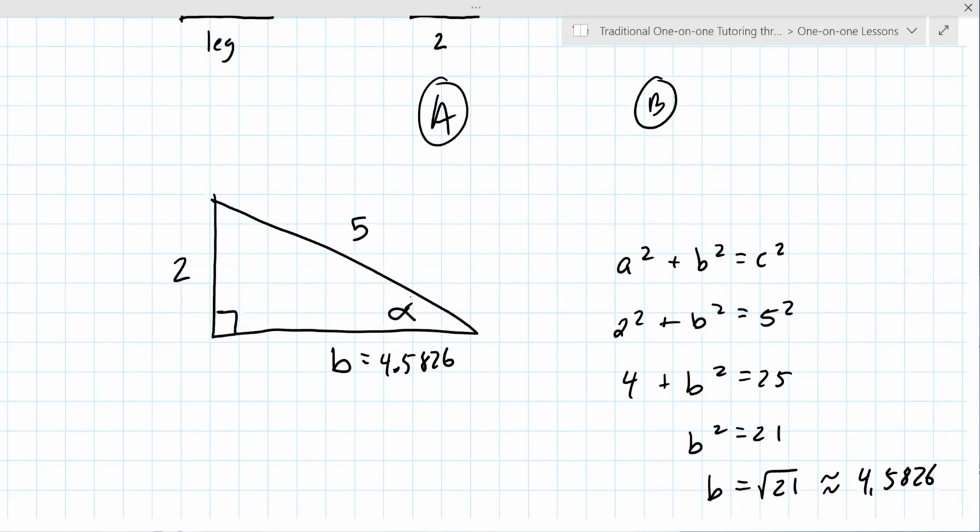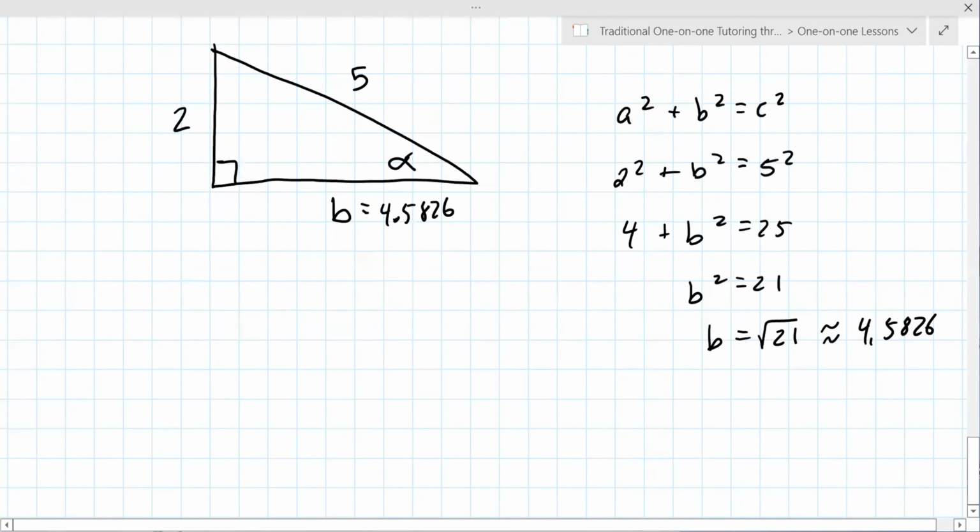Okay. So you could use the opposite and the hypotenuse to find alpha. You could also use the adjacent and the hypotenuse, and you could even use the opposite and the adjacent. So we're actually going to do it all three ways, so you can see that they do all give you the same result. So let's start with sine.